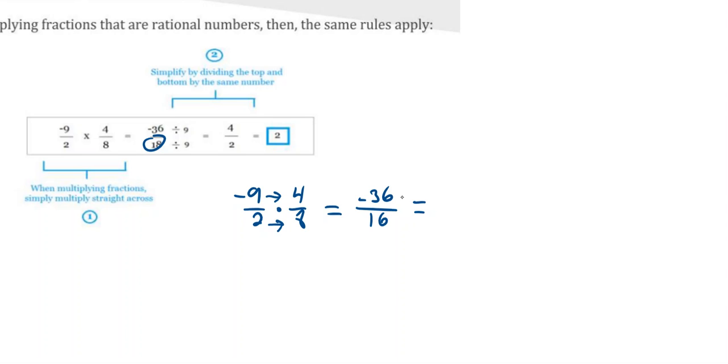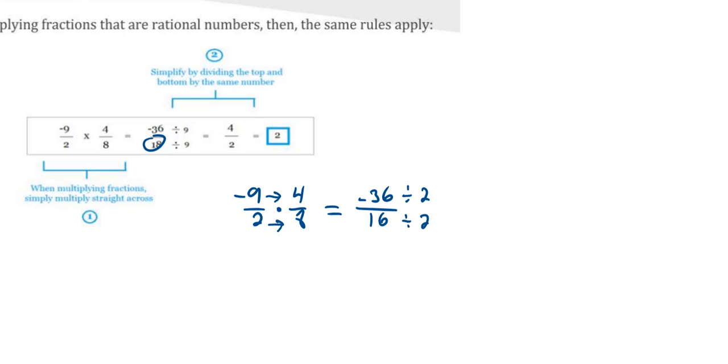Okay, so negative 36 over 16. Now, that is the right answer, right? We can leave it as negative 36 over 16. But we shouldn't typically leave it that way. We want to reduce it, right? So how can we reduce this thing? We want to figure out what divides into the top and the bottom. And an easy tell here is that they're both even numbers, right? Okay, so we're going to divide the top and the bottom by 2.